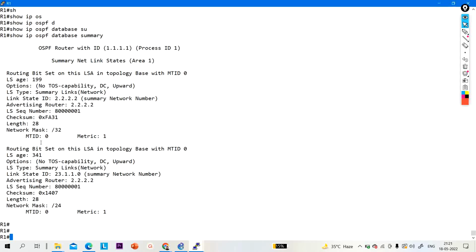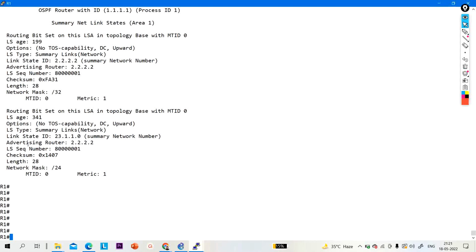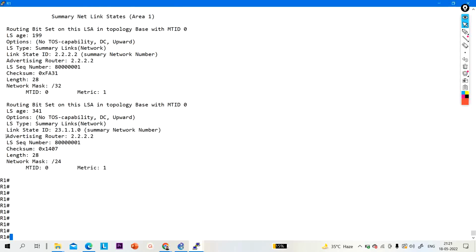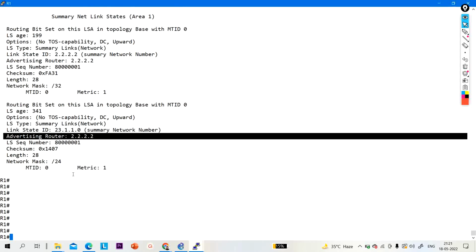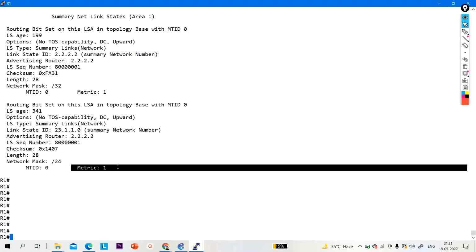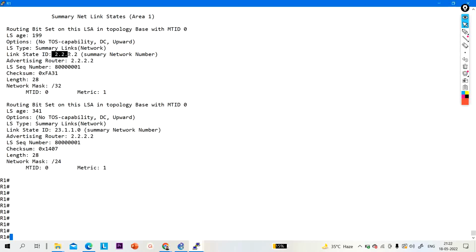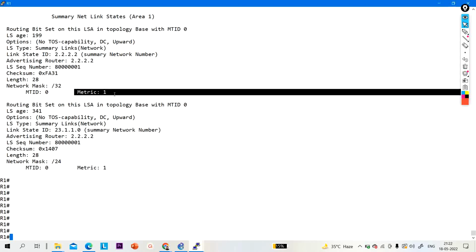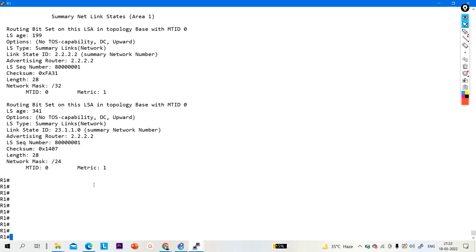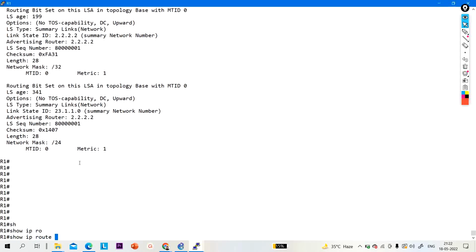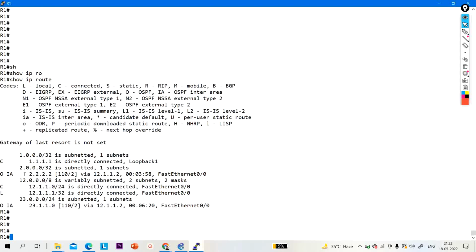After running this command, you can see the advertising router ID is this one, and the cost to reach 2.2.2.2 is 1, right? And 2.2.2.2 is my ABR, right? And to reach my ABR the cost is 1. That means the cost from me to reach the network will be 1 plus 1, 2. So show ip route. Here you can see the cost is 2.